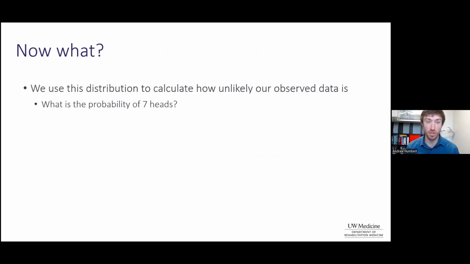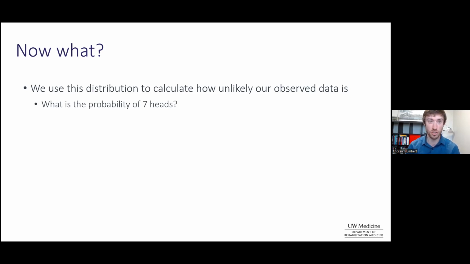So what do we actually do with this? We calculated this null distribution, which tells us what we think the data should look like if that null hypothesis is true. Essentially, how likely is an outcome to occur? But how do we actually use this null distribution with the data that we collected to make some sort of conclusion on how unlikely our specific data is?